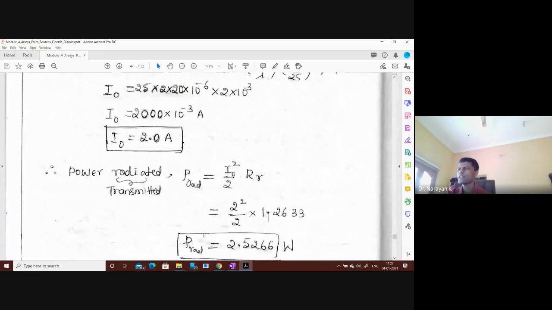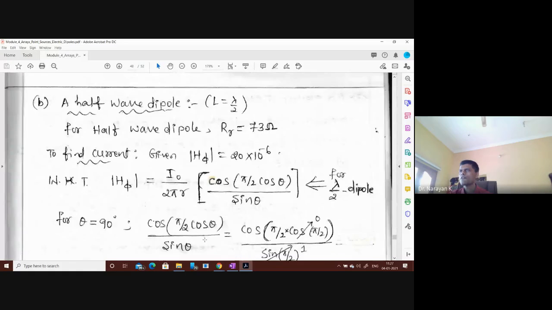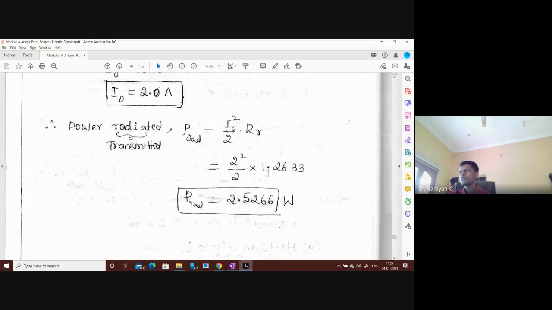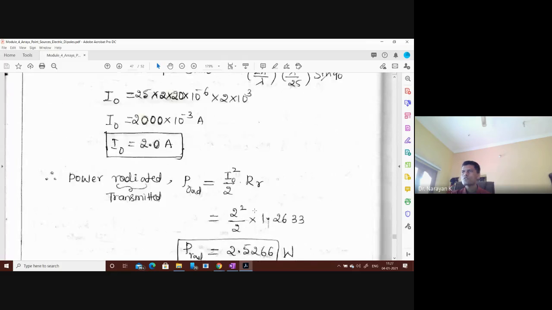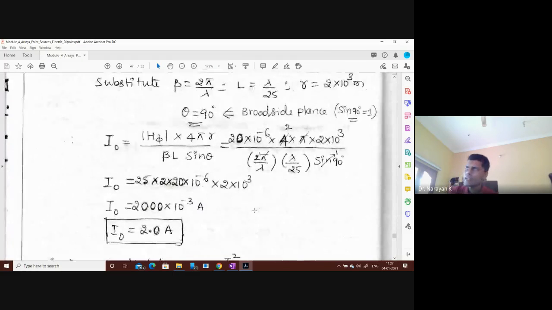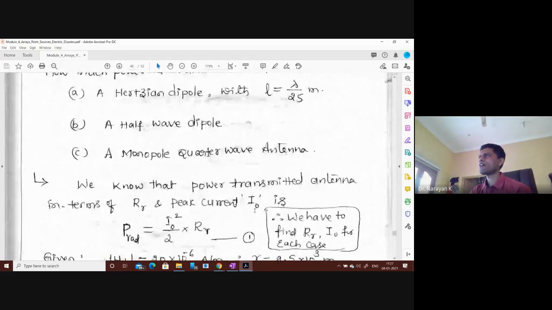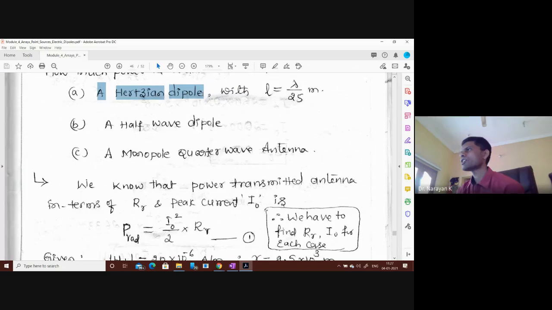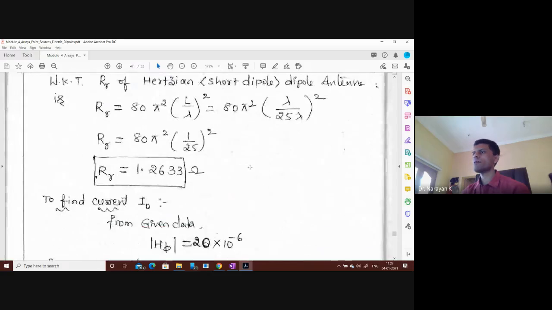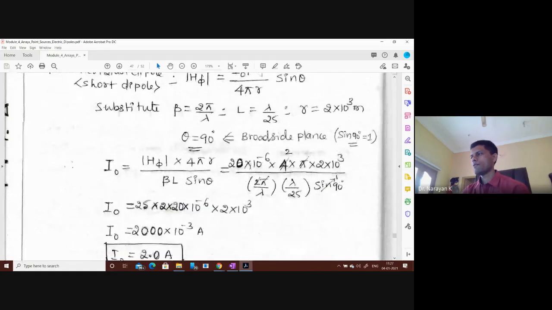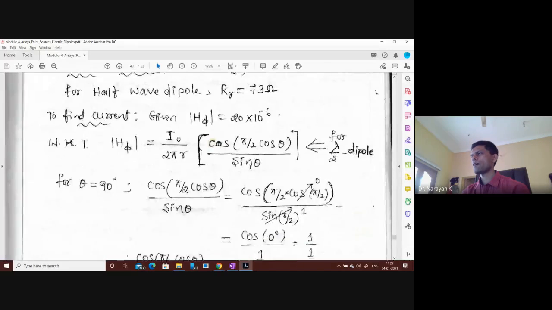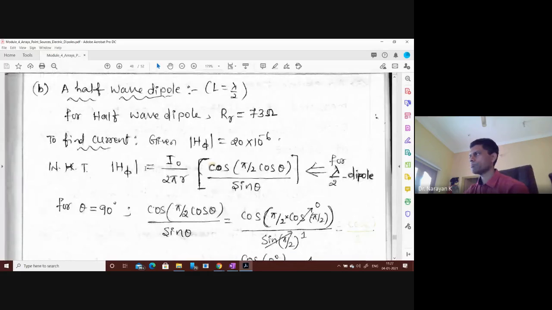So then power radiated is I naught square by 2 into radiation resistance. So you get the power radiated as 2.5266 watts. So you will get the power radiated from the I naught value and the radiation resistance value for a Hertzian dipole. Hertzian dipole is nothing but a short dipole antenna. Next, the same thing has to be repeated for a half wave dipole. Okay.